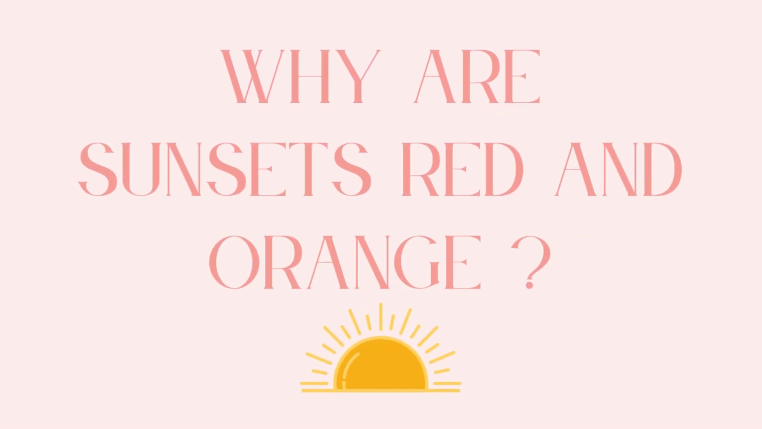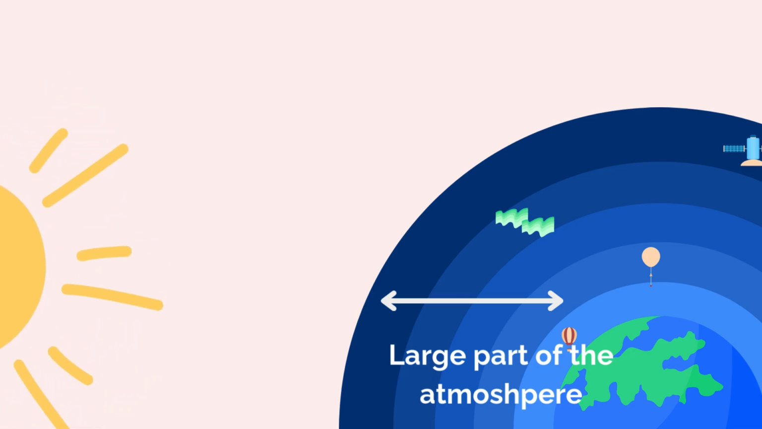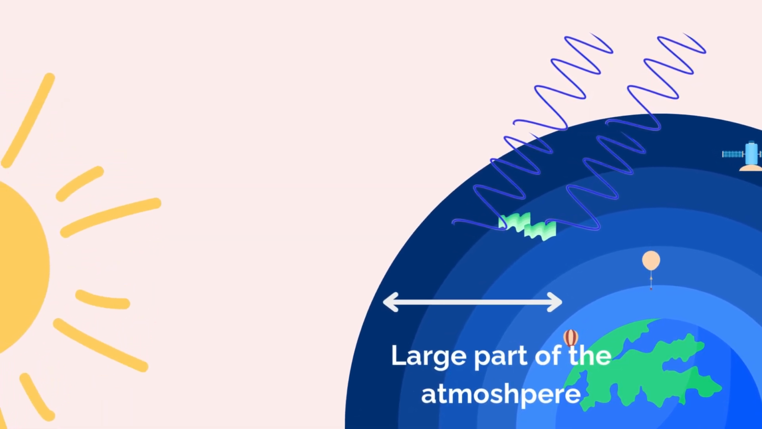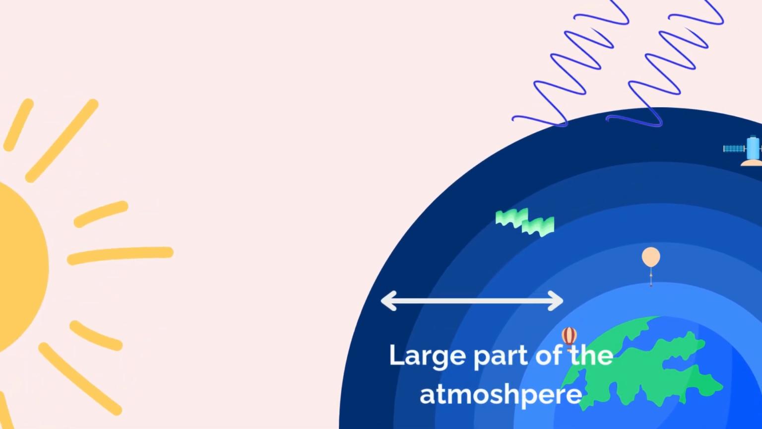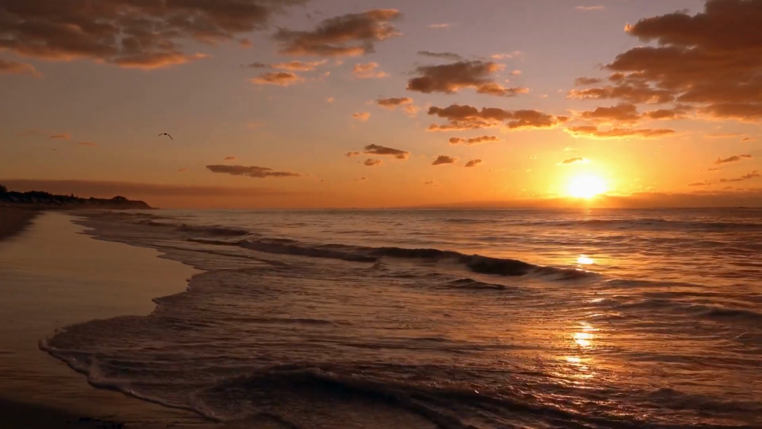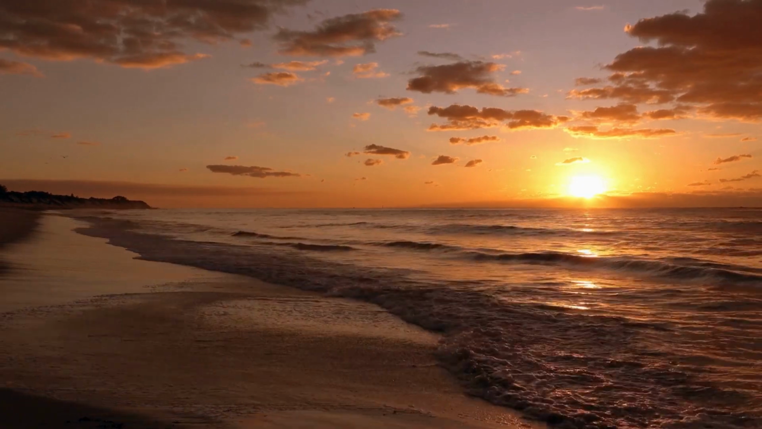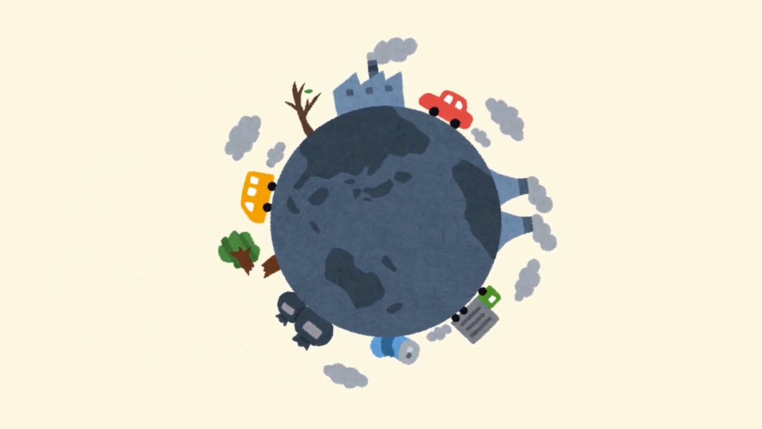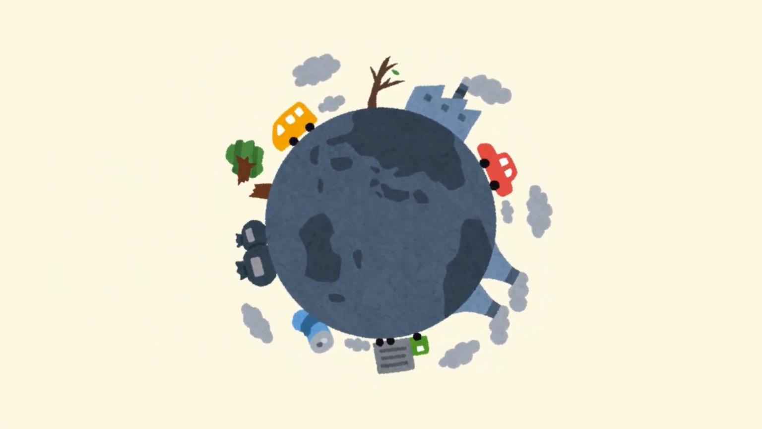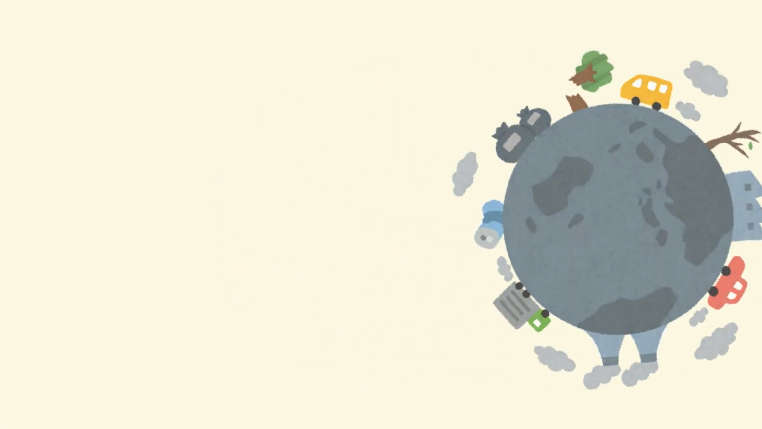Why are sunsets red and orange? At sunset, sunlight travels a longer distance through the atmosphere. Most of the blue light gets scattered away, leaving the longer wavelengths like red and orange to reach our eyes. This creates the warm, beautiful colors of the sunset. Sometimes, particles like dust or pollution can enhance this effect, making the sunset even redder.